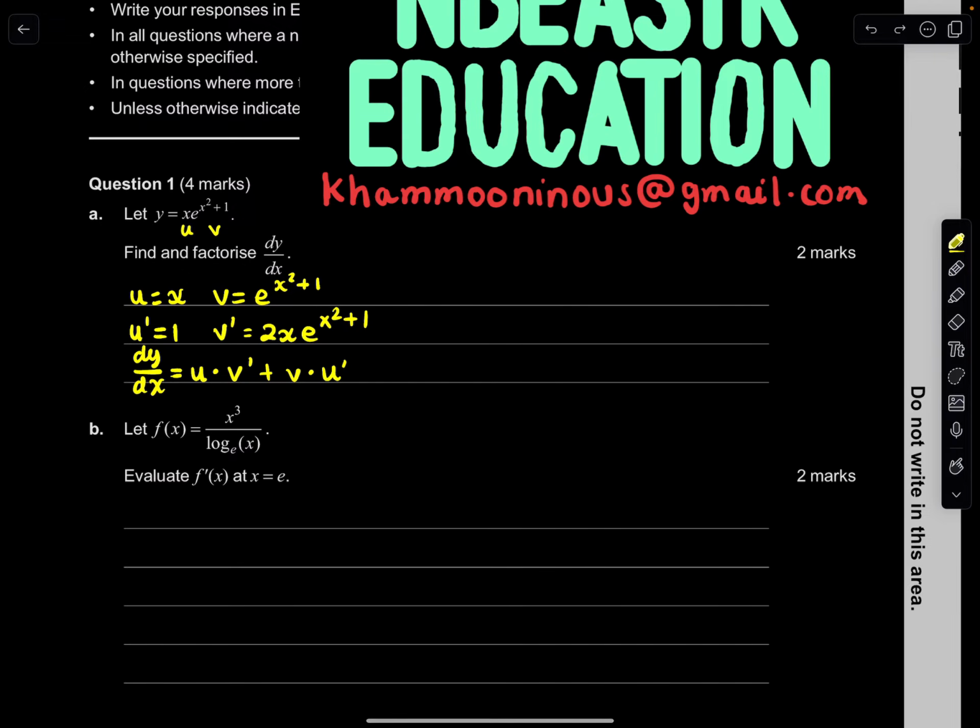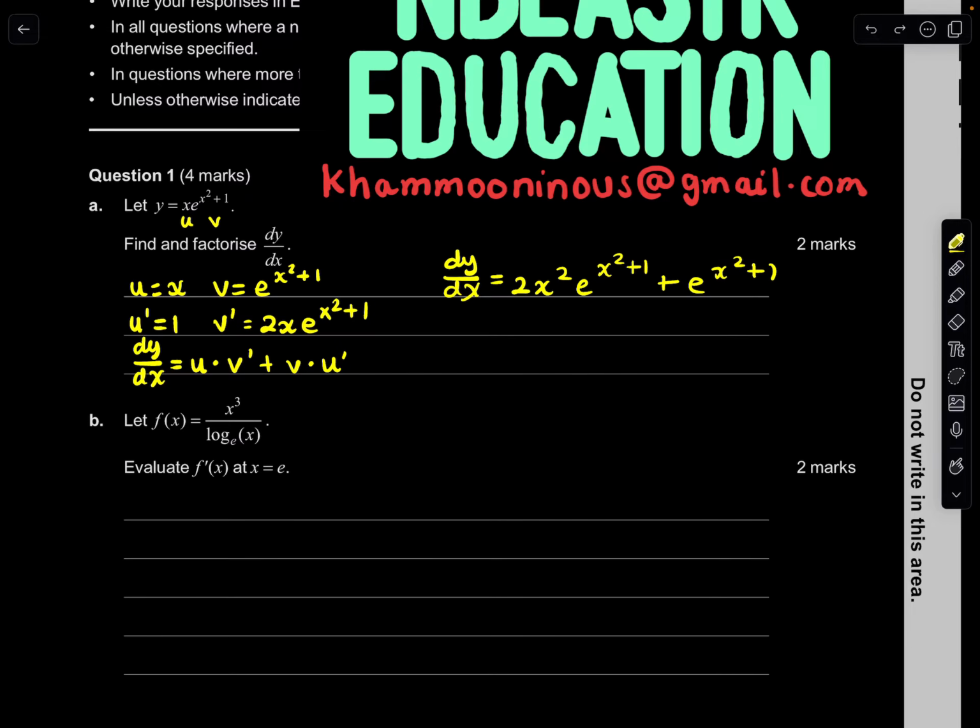So let's do it. Your dy/dx is going to be 2x squared e to the x squared plus 1, plus e to the x squared plus 1. Now, remember, we found it, so that will give you 1 mark. But you need to factorize it. So what is the common factor here? It is e to the x squared plus 1. So dy/dx is equal to e to the x squared plus 1, times 2x squared plus 1.